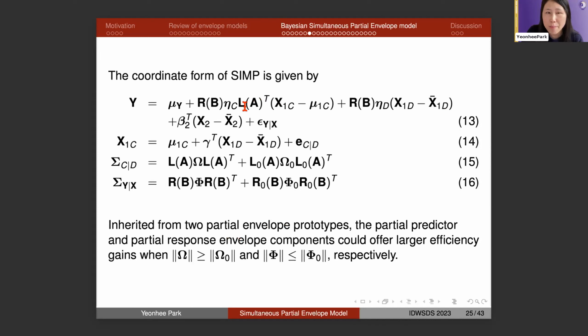So now beta 1c is replaced by L, eta c transpose, R transpose, and beta 1d is replaced by eta d transpose and R transpose. And sigma c given d and sigma y given x are represented as omega 0, phi 0 with respect to their bases L, L0 or R and R0.